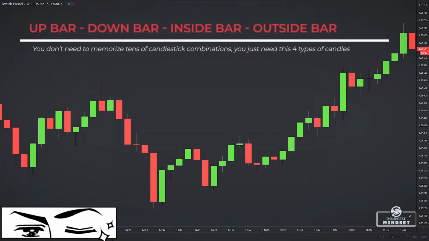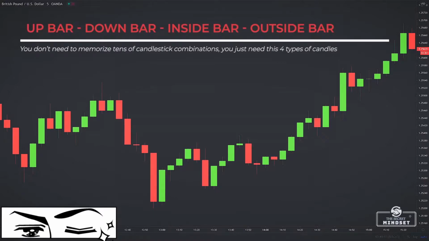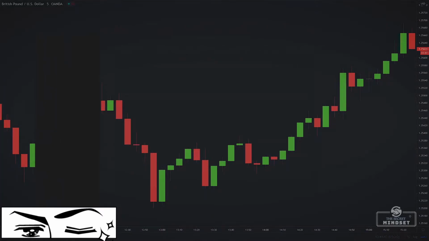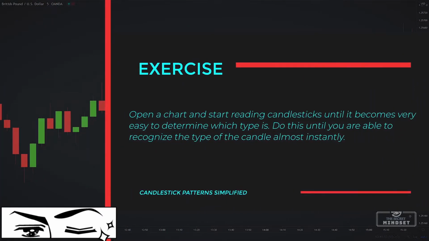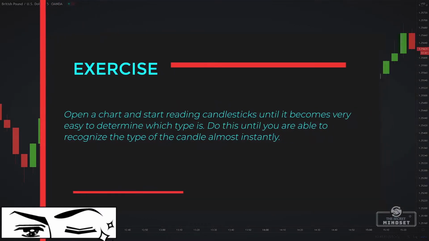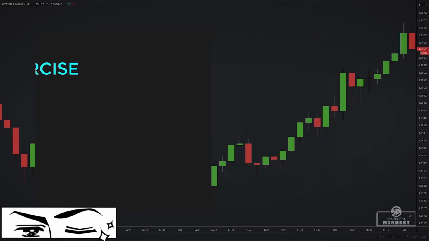With this approach, you don't need to memorize tens of candlestick combinations, you just need these 4 types of candles. I recommend opening a chart and starting to read candlesticks until it becomes very easy to determine which type it is. Do this until you are able to recognize the type of the candle almost instantly.